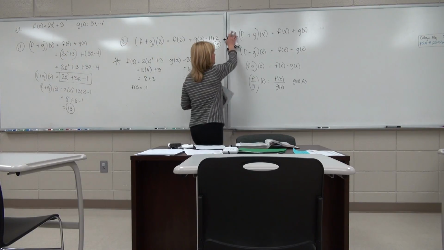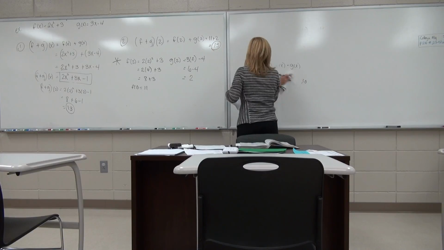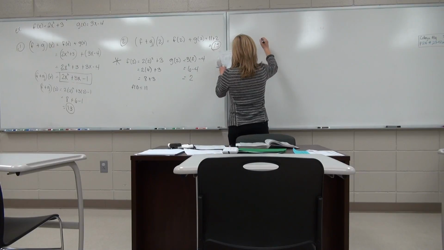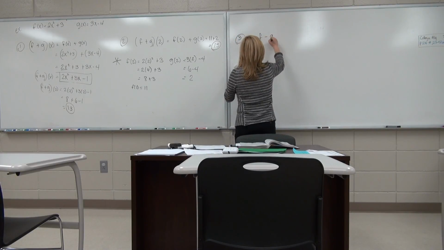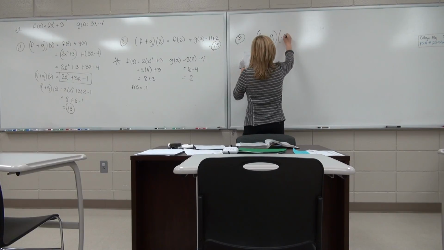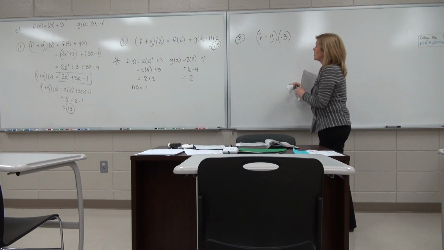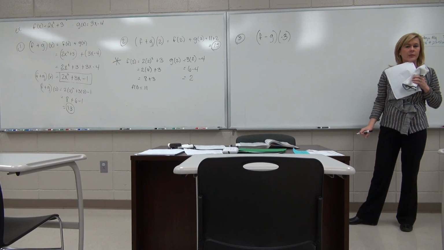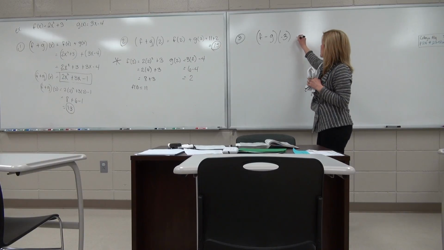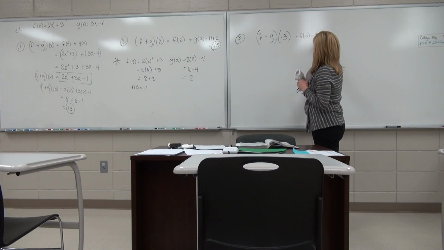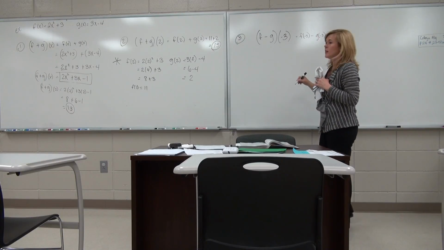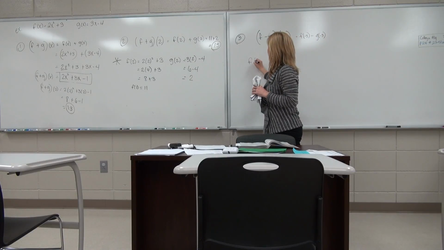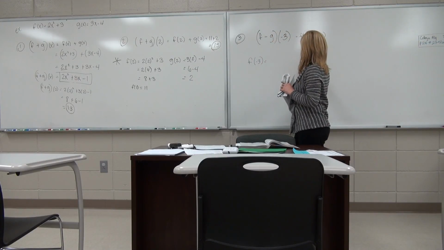Alright, let's look at some more here, using the same f of x and g of x. Number 3, let's say I want to find f minus g of negative 3. By definition, this will be f of negative 3 minus g of negative 3. If you don't need to write that step, then you don't have to. I'm going to give you a second to find f of negative 3 and g of negative 3.